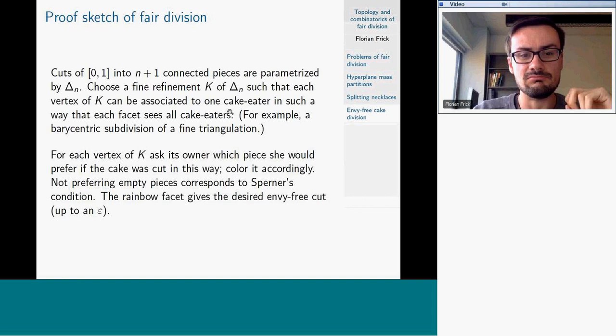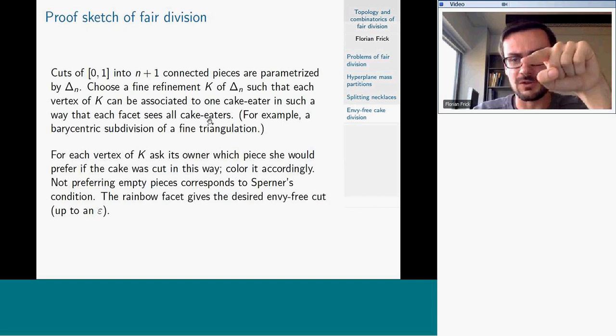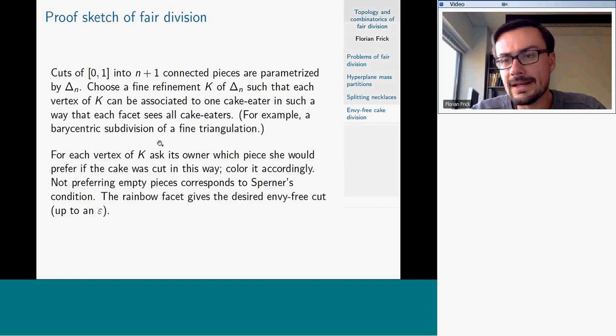You want to do it in such a way that each facet of your refinement sees all the people, so that the vertices of every facet are associated to each person. You have one vertex associated to every person for each facet. Let's start with a triangle and then take a barycentric subdivision, and then dimension k is associated to person k, and in the barycentric subdivision, every facet sees each dimension.